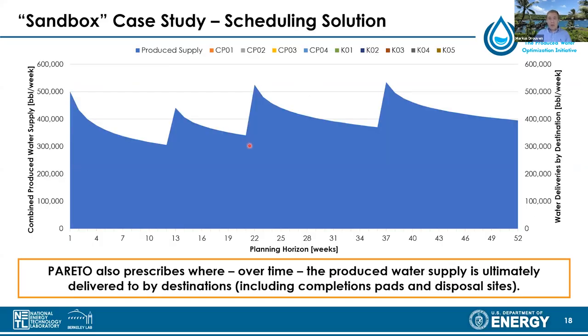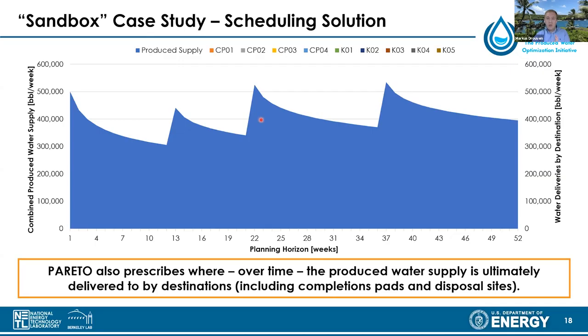The other thing that we can look at as part of the solution is the scheduling side. So I mentioned one of the major inputs into the program is this produced water forecast. How much water is coming to surface? And so that's what I'm showing in blue here. Well, Pareto looks at that and tries to find a home for every barrel of water. And it's going to prescribe very specifically which destinations that water should be sent to and when.